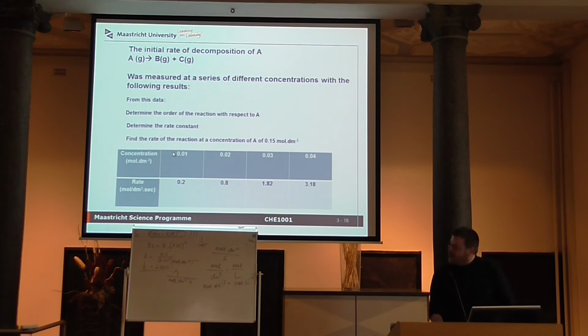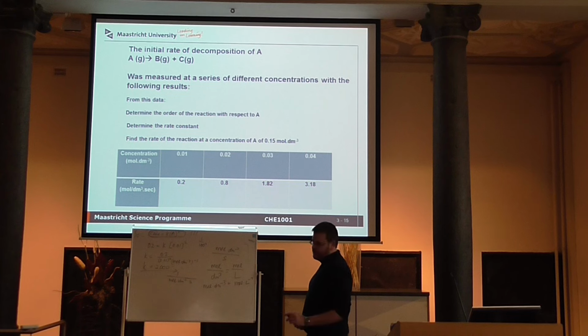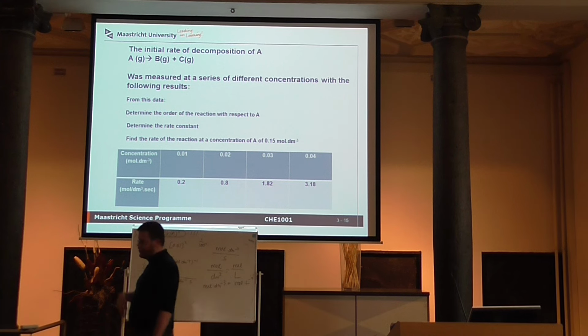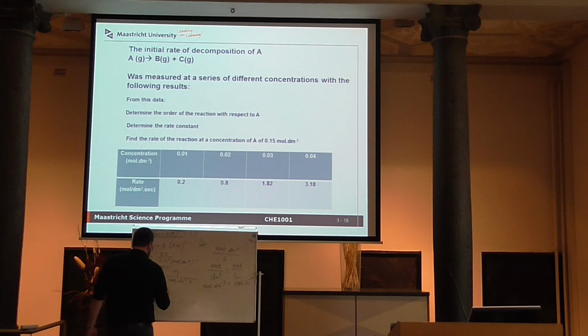How we do that. Okay, now we've got the rate constant, it's 2,000. And the next question is, find the initial rate of the reaction if I have a concentration of 0.15 moles per decimeter cubed of A. What would we do now? Well, we've now got k, so we can now say the rate law is rate equals 2,000 A squared.